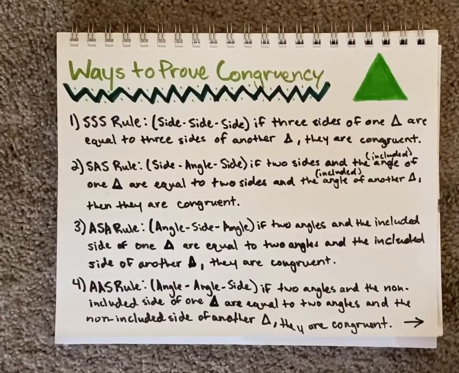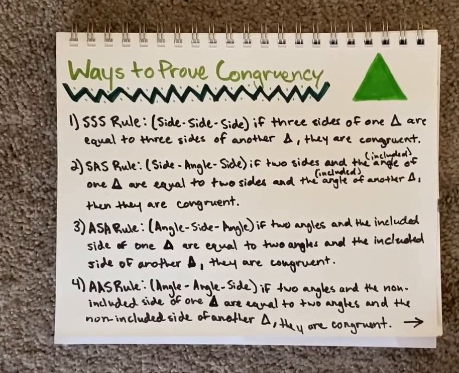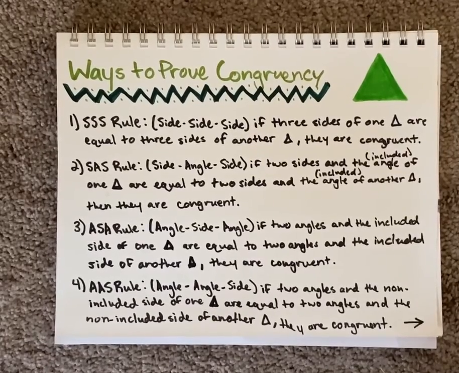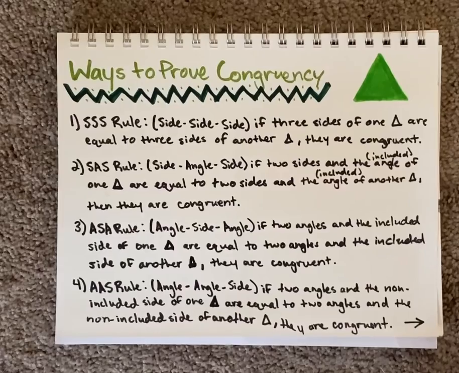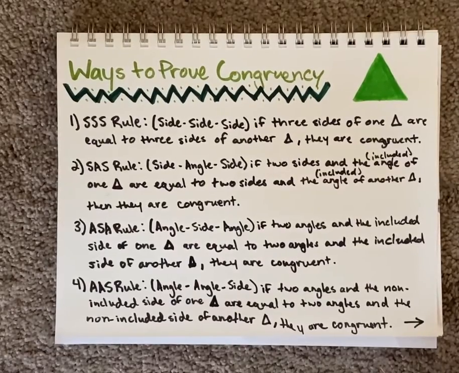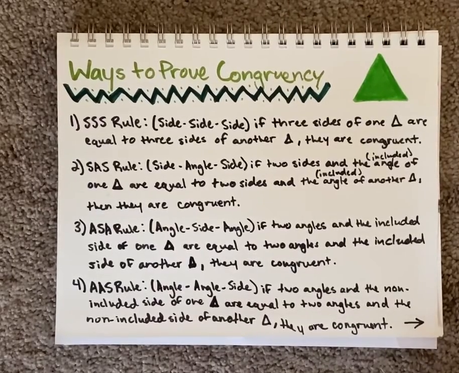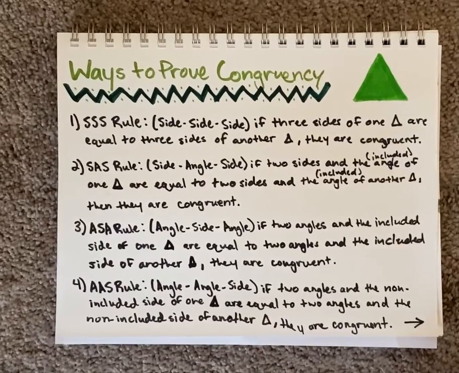Now let's look at the SAS rule, or side-angle-side. With this rule, it states that if 2 sides and the included angle of one triangle are equal to 2 sides and the included angle of another triangle, then they are considered congruent. So this is when you have 2 equal sides for each triangle and the angle that's in between these 2 sides, the included angle.